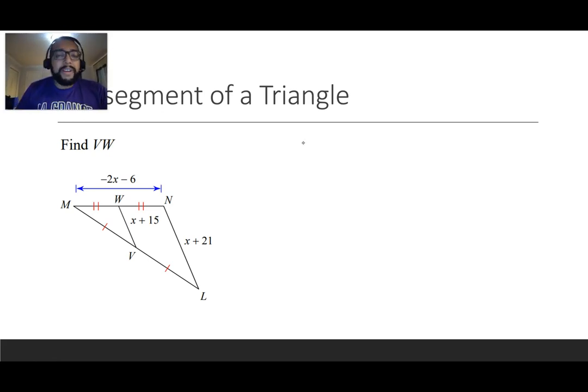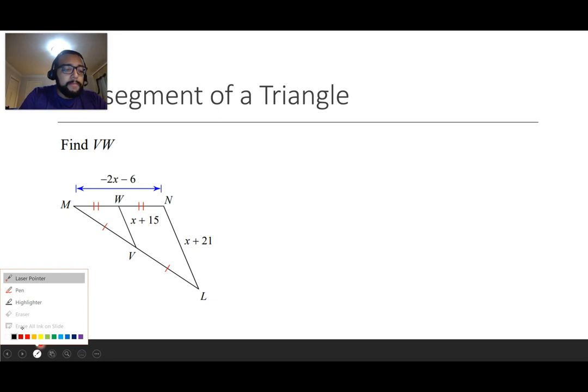Notice I gave you extra information here. I gave you some information that you don't need. Establish which one is your mid-segment and which one is your base. So I have my mid-segment and I have my base. I had just some irrelevant information. I don't need to know this. It's telling me to find VW, which is my mid-segment. So I need to know my mid-segment and base. Just ignore this. That's just information you don't need.